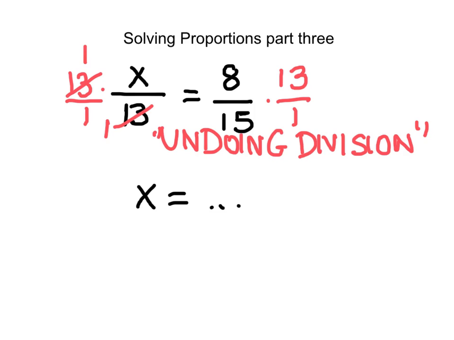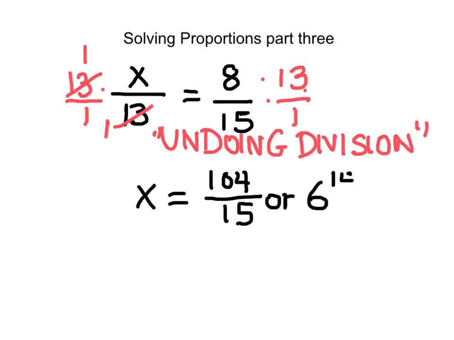Now, 13 and 15 will not cancel, so on the right side, I have to multiply straight across. I get 8 times 13. 8 times 13, that's 104. And then 15 times 1 is 15. So there's my answer as an improper fraction: x equals 104/15. Or if you want to write this as a mixed number, it would be 6 and 14/15.